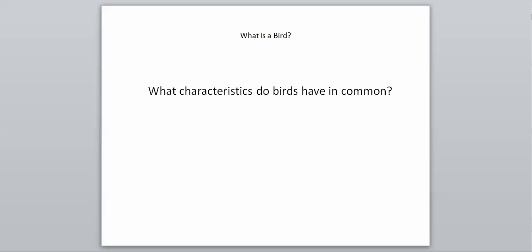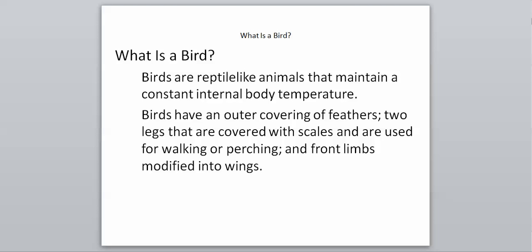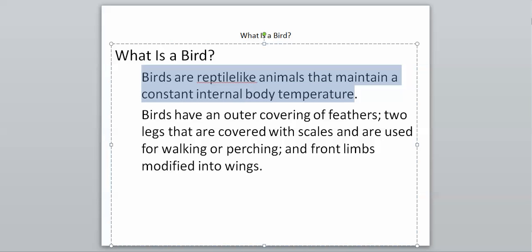First, we're going to look at what characteristics birds have in common. We all know what birds are. They're little, well, they can be flightless, but they're little things that are always flying around in the air singing a nice song. Birds actually get a scientific definition. Birds are reptile-like animals that maintain a constant internal body temperature. We're going to talk about how they do that here in a second, but that's an important characteristic, maintaining a constant internal body temperature.